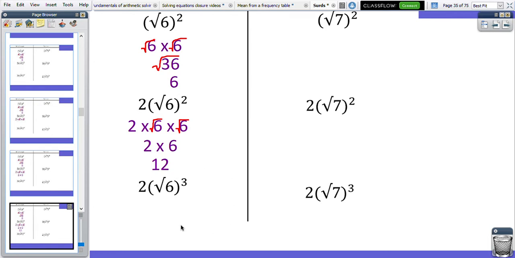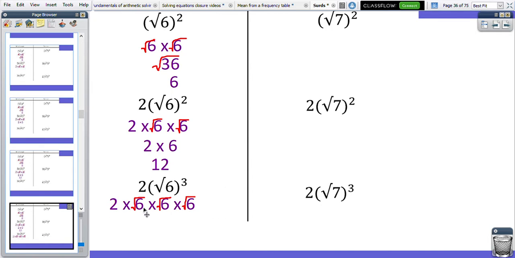Alright, so see if you can predict what I'm about to do for this last one then. So I've got two lots of root 6 cubed. So what's the first thing I'm going to do? So I'm going to write it out longhand. So I've got two lots of root 6 times by root 6 times by root 6. Alright, so how can I tidy this up a little bit?